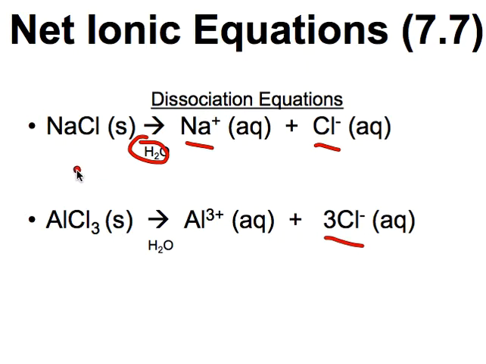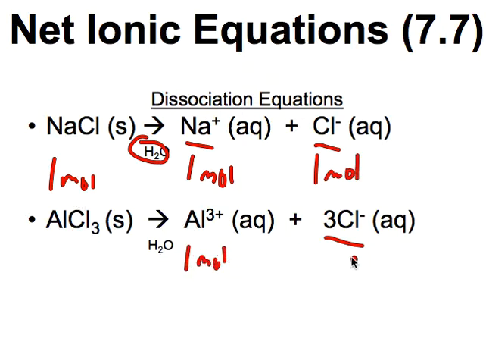So if I started with 1 mole of both these things, I would get 1 mole of these ions, 1 mole of these ions. But if I want to think about having 1 mole of this substance, I'd get 1 mole of these ions and 3 moles. So I'd end up with more ions with something like this in solution.